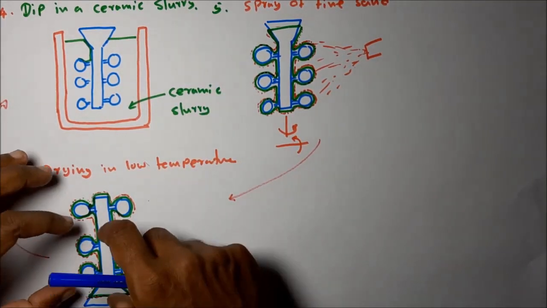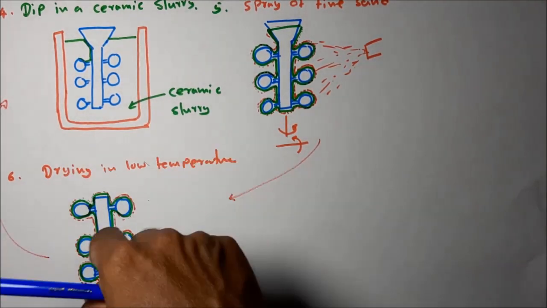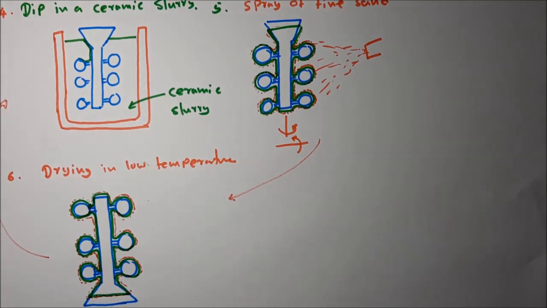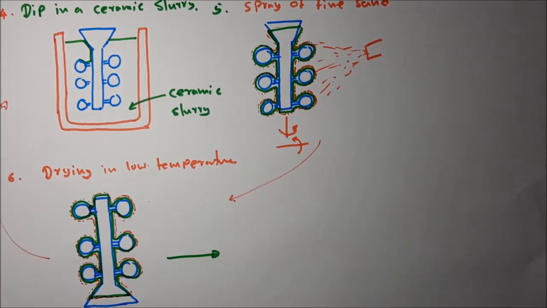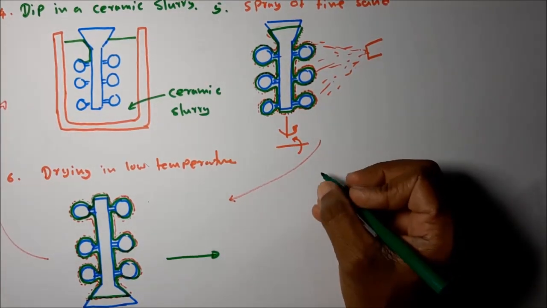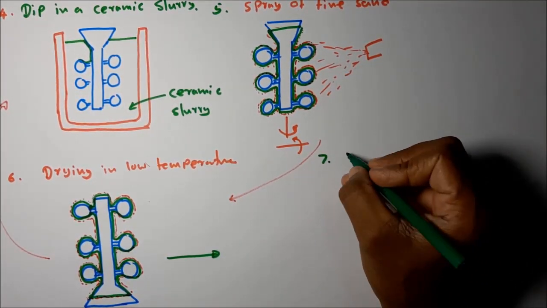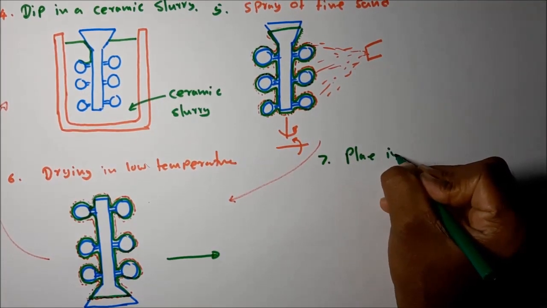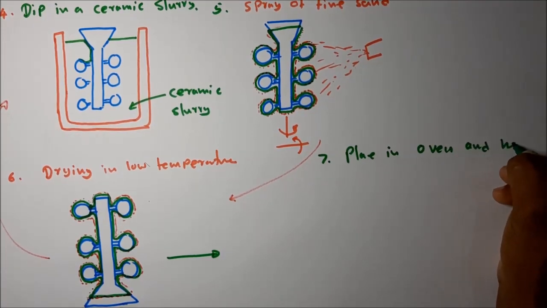This operation is repeated several times. Then the thickness and the strength of the shell increase. After repeating these steps, we obtain a certain thickness and strength for the shell. After obtaining the certain thickness, this is placed inside an oven and heated.